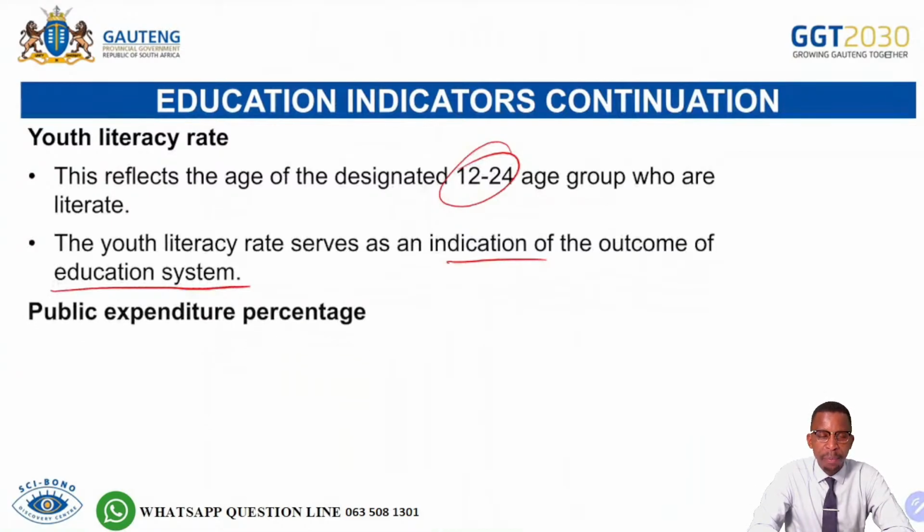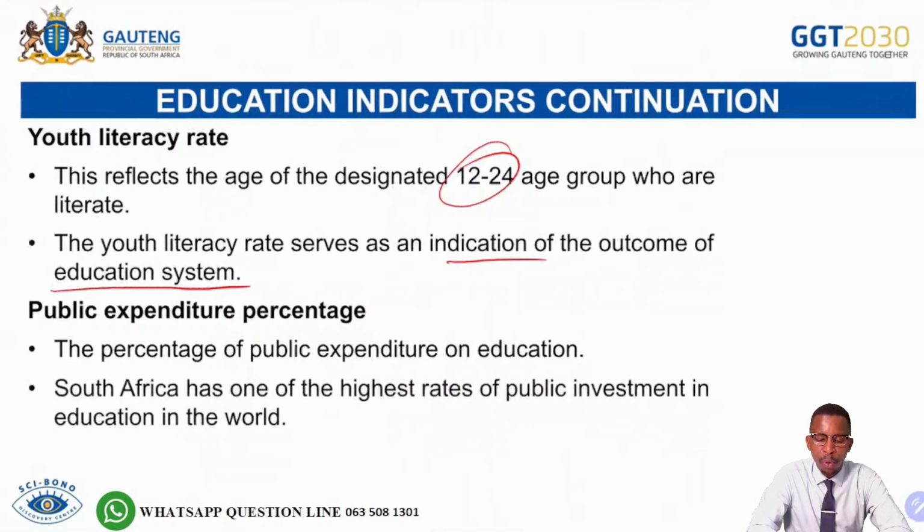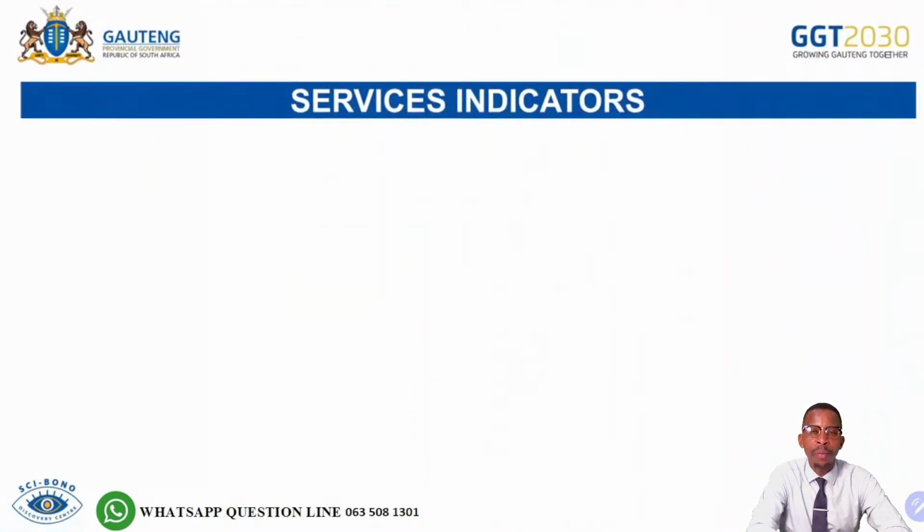Public expenditure percentage. In this situation, we refer to the percentage of GDP that is spent or allocated to education under the main budget. So for the percentage of public expenditure on education, we know that education receives the highest portion in terms of allocation in the main budget. So South Africa has one of the highest rates of public investment in education in the world. So most of the income is spent on education to ensure that people are becoming equipped and employable.